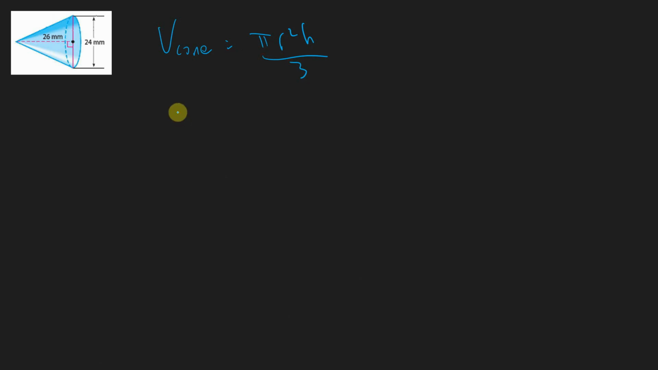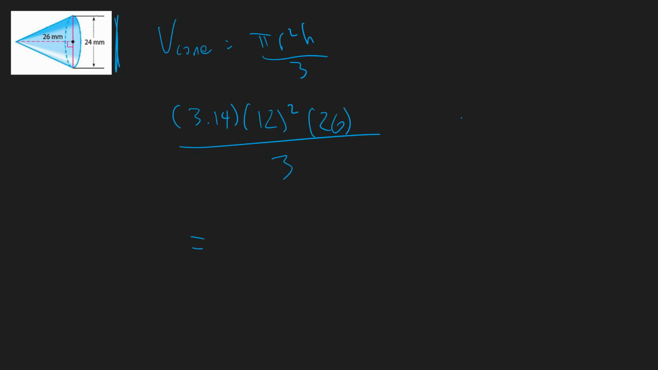So I'm going to plug things in, and I'm going to get 3.14 times my radius, which is actually going to be 12. And remember, the reason it's 12 is because here they give me the diameter. They give me all the way across the base, or all the way across the circle, and I only need half of that. I only need the radius, right? And I'm going to have my height, which is 26. And I'm going to divide that by 3 at the very end.